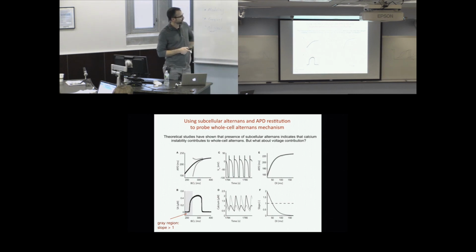So this is a modeling part of a recent study. It's a busy slide. In fact, all three of the slides are kind of busy. I hope I can get through them without too much time. So this is using the same cellular model that I talked about before.